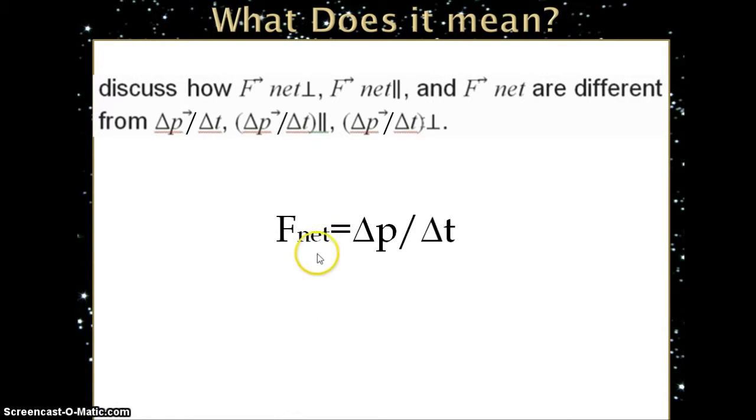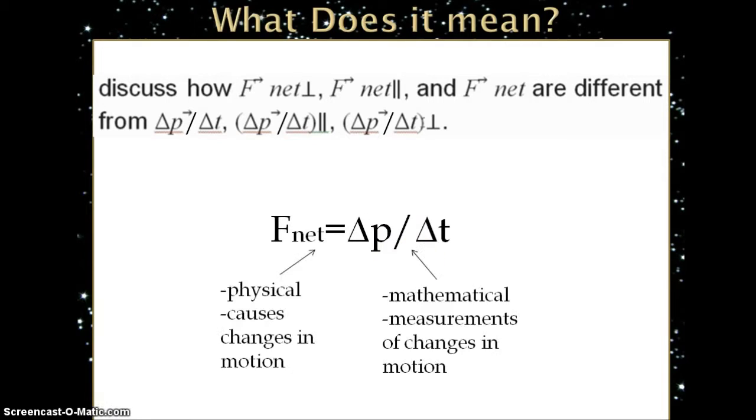We've been saying that according to Newton's second law, F net is equal to dp dt. However, what are the differences between these quantities and their components? Well, F net is a physical quantity which causes changes in motion, while dp dt is a mathematical quantity that allows us to measure changes in motion based on observations of velocity and position data. The same is true for their components.